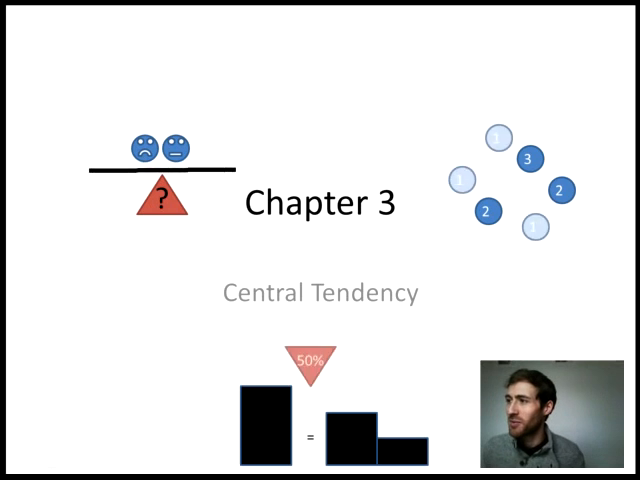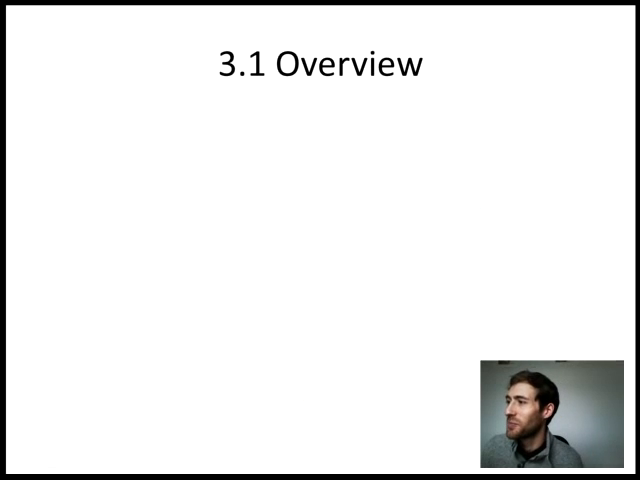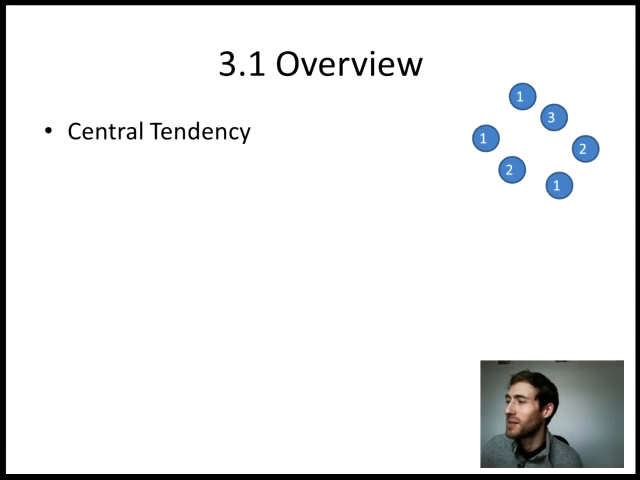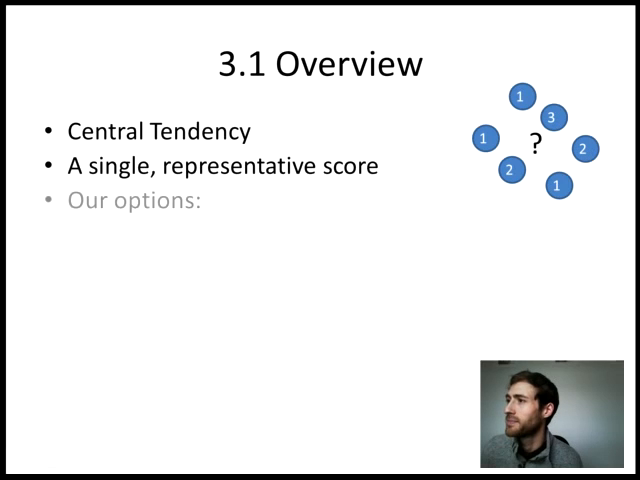Okay, so this is Chapter 3, Central Tendency. Looks very exciting there. Now that I see the presentation, let's start with the overview. So, central tendency, what does that mean? We're trying to find one number, one score that represents a sample or a population in a summary kind of way.